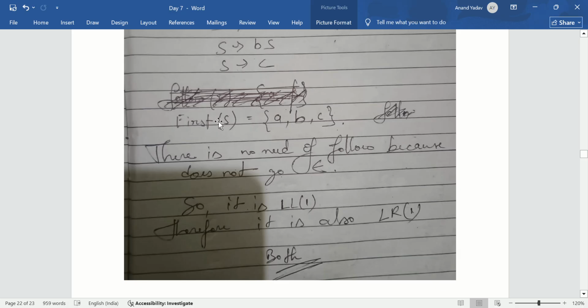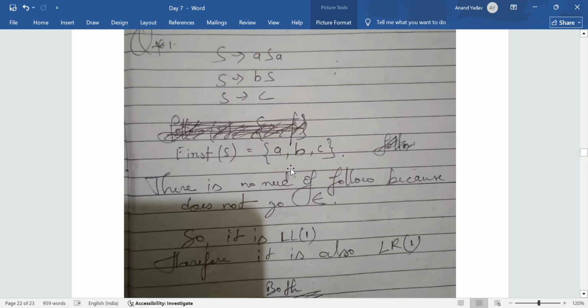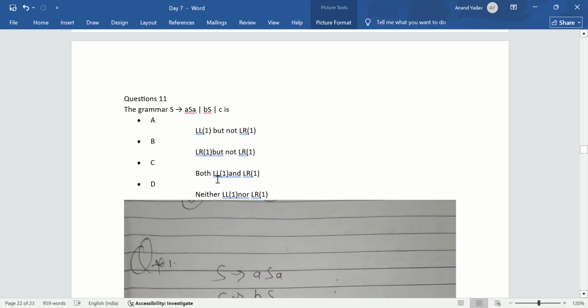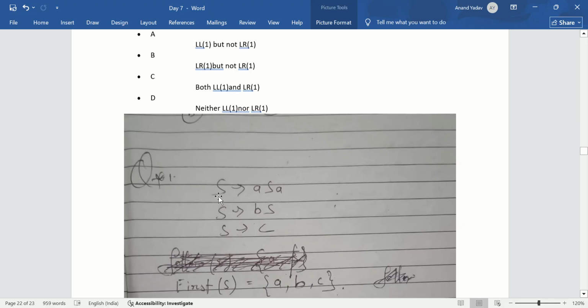First of S, all are unique. No common element found. So it is LL1, therefore it is also LR. So it is both LL1 and LR also. In this way I solve this question.